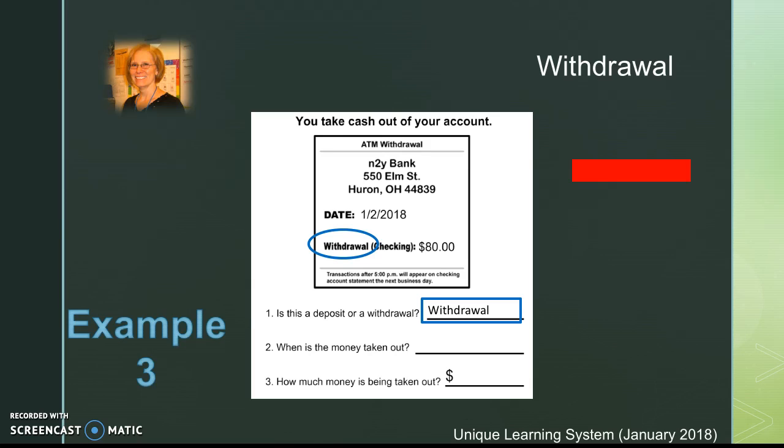Number 2. When is the money taken out? Point to the date that the money was taken out. If you pointed to 1/2/2018, you are correct. If not, find 1/2/2018 and point to the information. Circle the date using your green pencil. Now answer question 2 by writing the date in green.